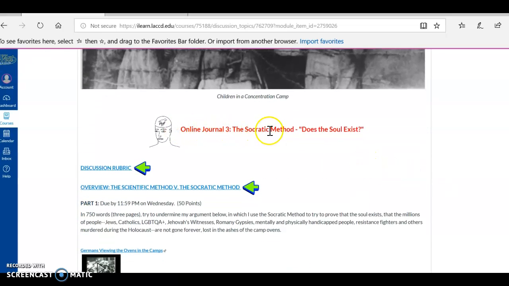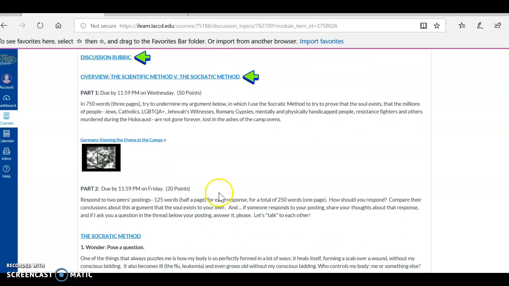So Online Journal 3, the Socratic method, does the soul exist? We have the discussion rubric here. This is how I will evaluate this assignment. And we have an overview of the scientific method versus the Socratic method that you'll want to read. We have a part 1 that you'll want to observe closely, and we have a part 2. And when I say observe closely, you'll want to read it.